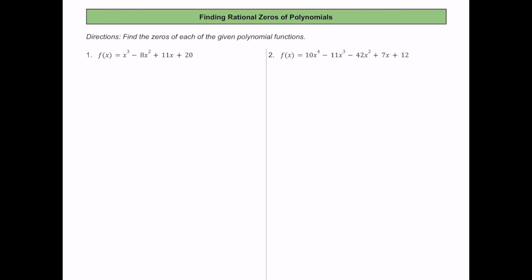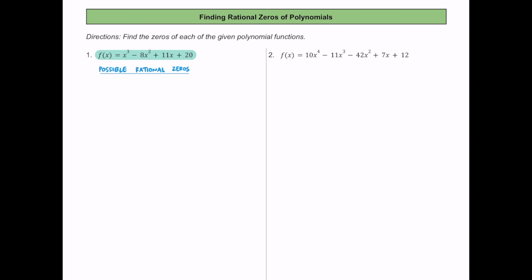Let's practice finding rational zeros of polynomials together. For number 1, we have our polynomial function f of x is equal to x cubed minus 8x squared plus 11x plus 20. First, to get started, let's list out the possible rational zeros.